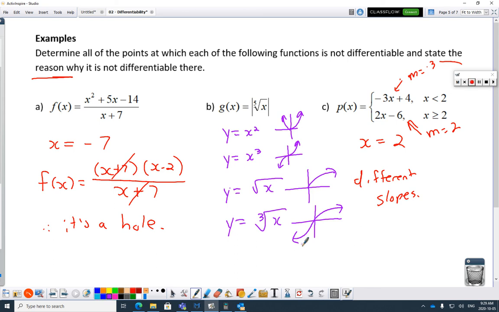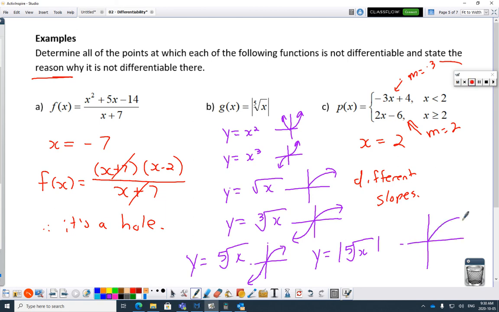So now, two more graphs. Y equals fifth root of x sort of looks like this. Sort of looks like the x cubed graph, like that. And now the big one, this one. Y equals absolute value of fifth root of x. Way down over here, see, the negative side became positive.